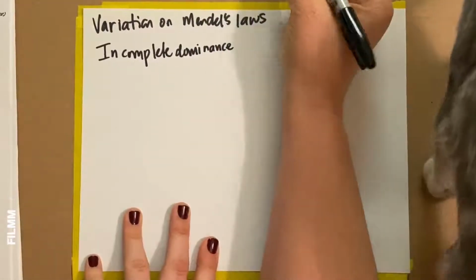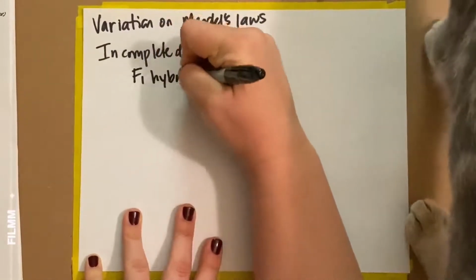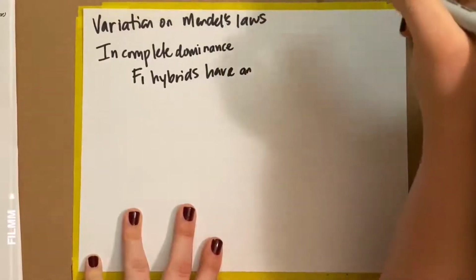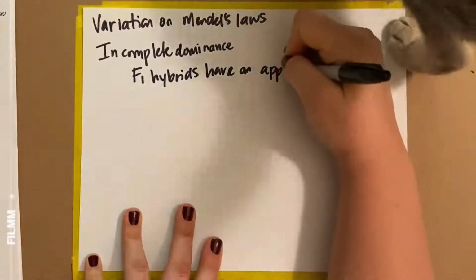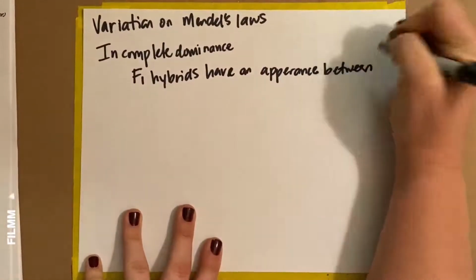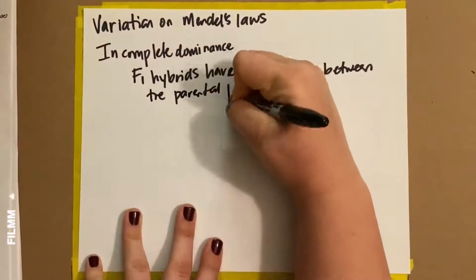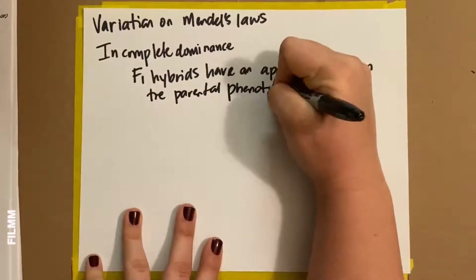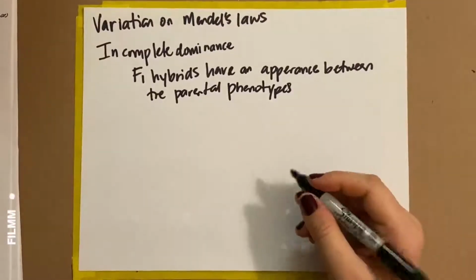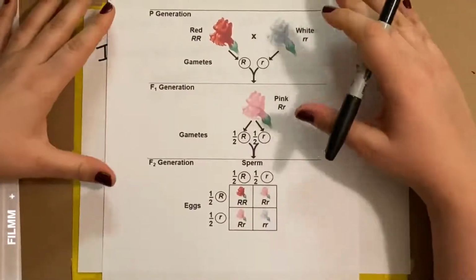And so in incomplete dominance, what happens is that the F1 hybrids have an appearance between the parental phenotypes. Okay, and so the best way to represent this is just to show you what this would look like in flowers. I think flowers are a really good example of this.